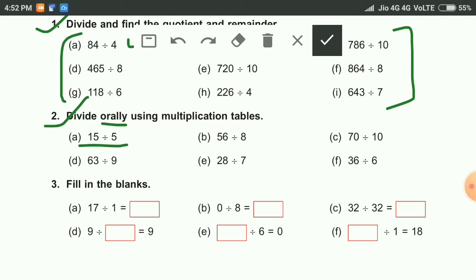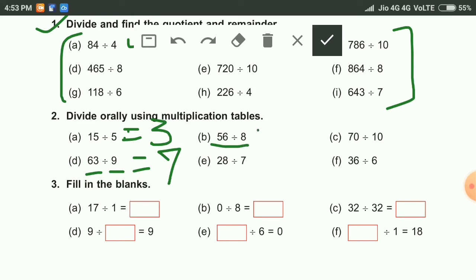15 divided by 5. You know 5 3s are 15. So we can write here 3. 63 divided by 9. 9 7s are 63. So we will write here 7. 56 divided by 8. 8 7s are 56. You will write here 7.